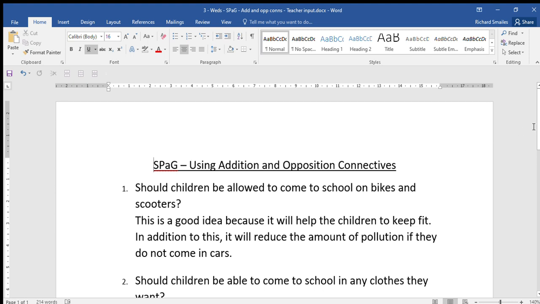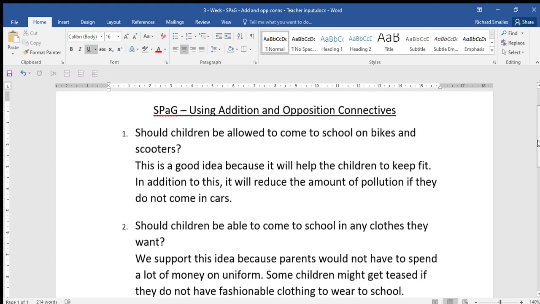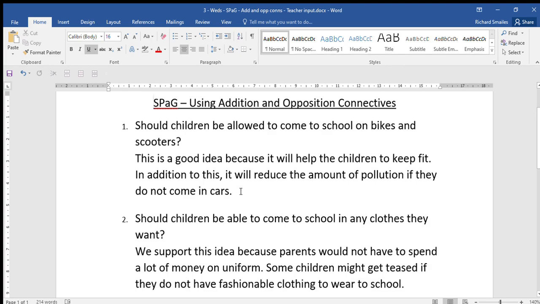Now, the easiest way to explain is to give you some examples, which hopefully will make it all clear. So, the first argument is, should children be allowed to come to school on bikes and scooters? Remember, in the key features we talked about, arguments should always have a question, and that question should always be a closed question so that the answer can either be a yes or a no. You might agree with it or you might disagree with it. That's it. So first of all, let's have a look.